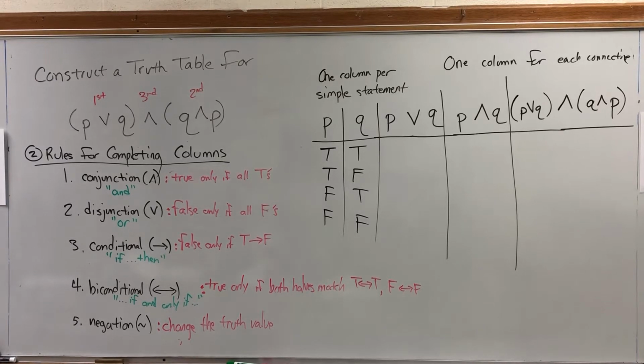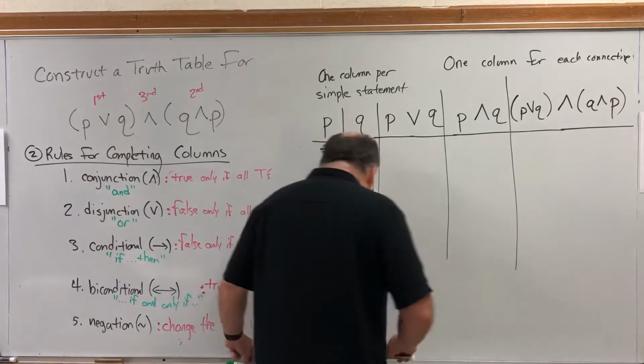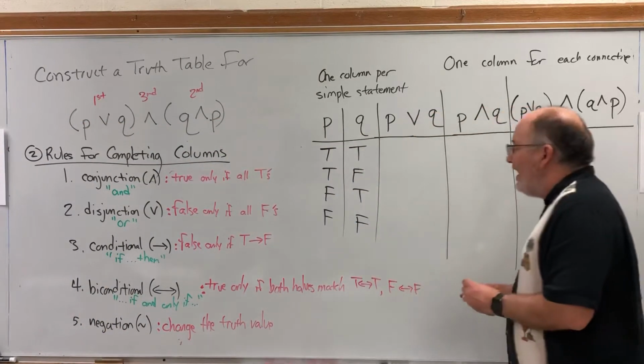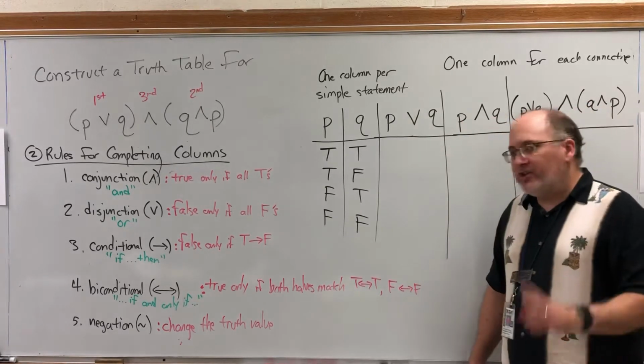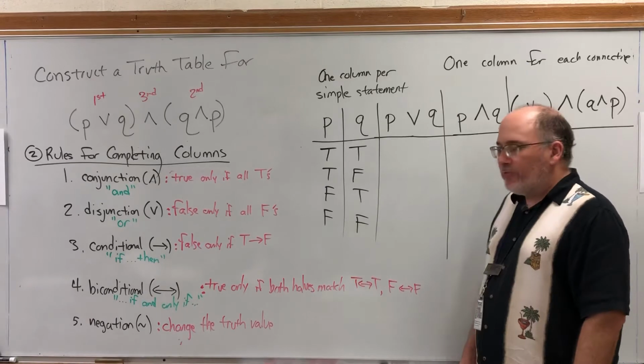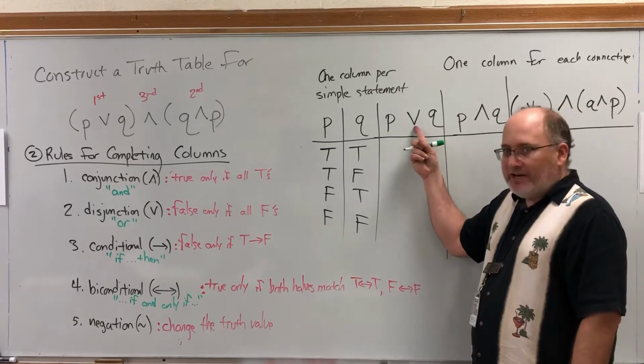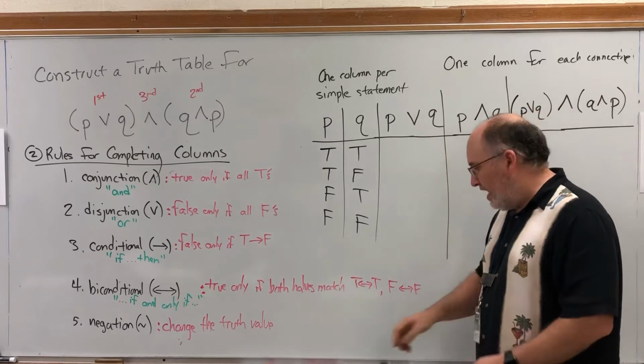Now that we've set up the columns in the truth table based on the hierarchy of logical connectives, and we have the rules for completing each column based on the connective used to build it, now we just have to complete each column. The column should be completed from left to right, and when you approach a column, you should ask yourself two questions. Question number one is, what rule am I going to do?